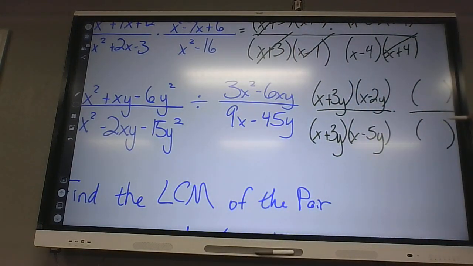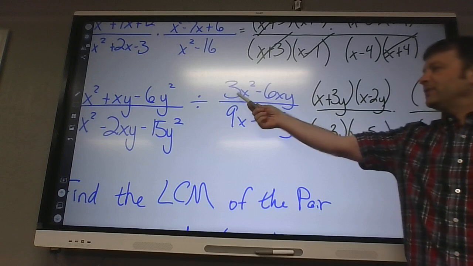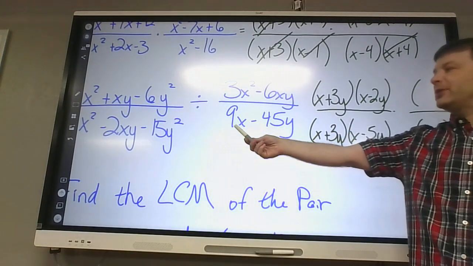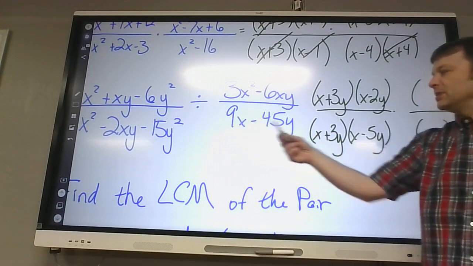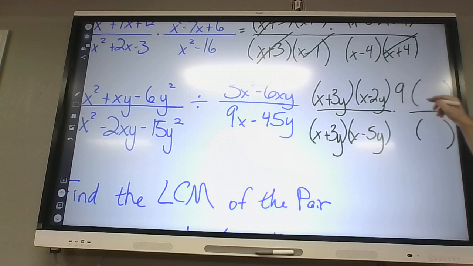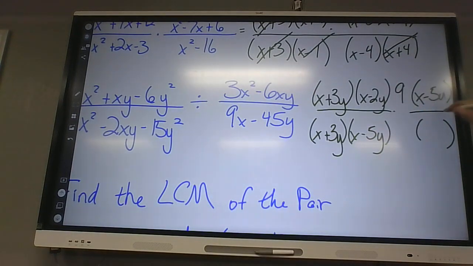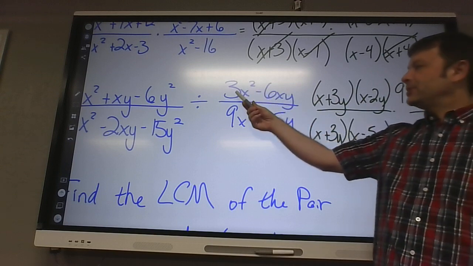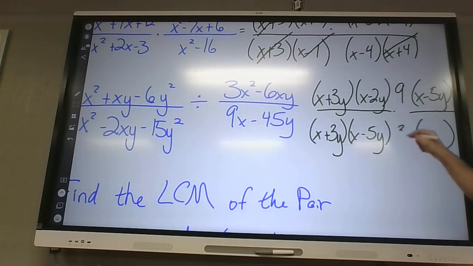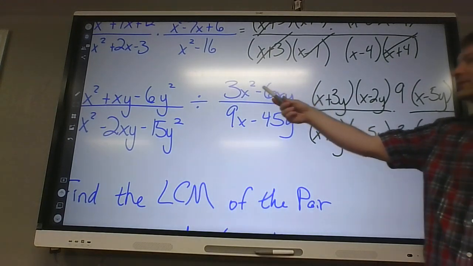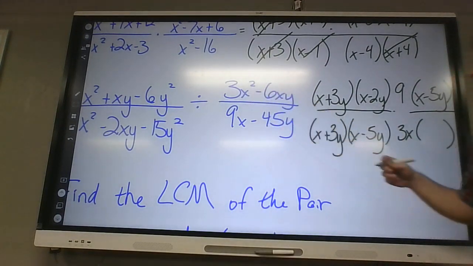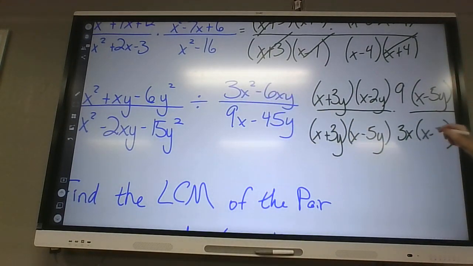Why did I only put one parentheses over here on the right? Because all you can do is take something out. What comes out of, oh, actually I need to flip it. What comes out of this one? 9. And if I take a 9 out, I'm left with x minus 5y. What comes out of the top one? 3x. Notice I flipped it, and then what's left is x minus 2y.